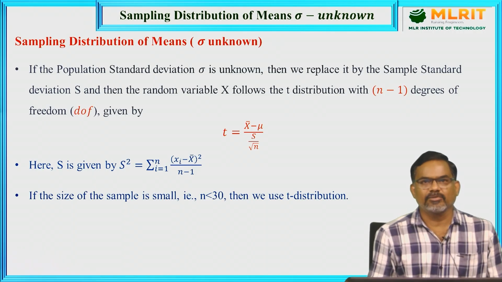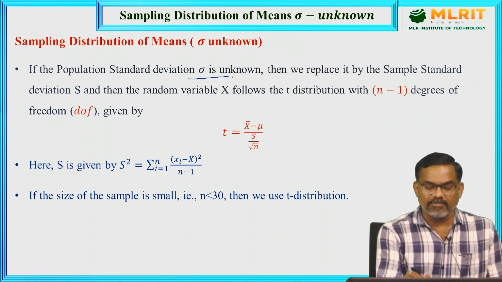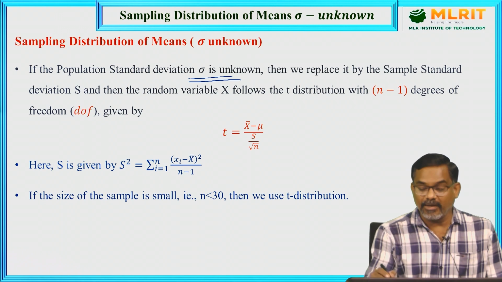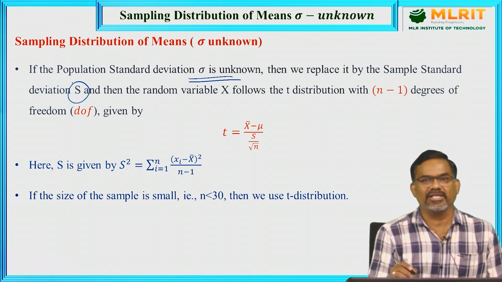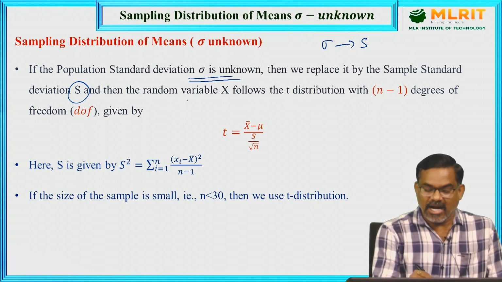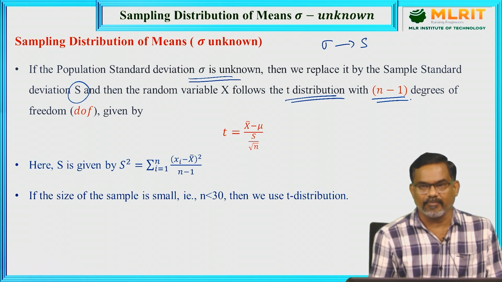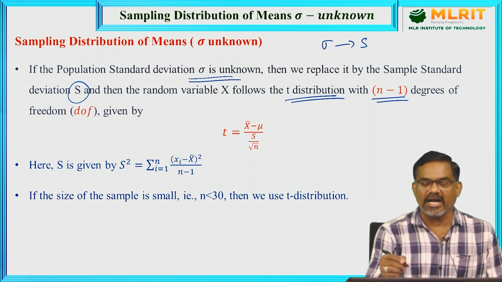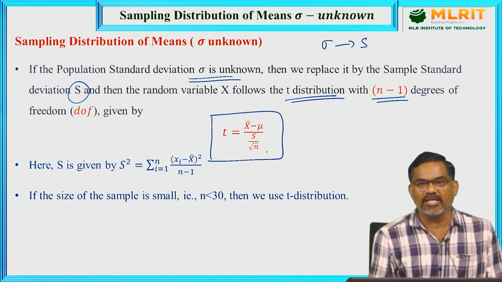Now, sampling distribution of mean, sigma unknown. If the population standard deviation sigma is unknown, then we replace it by the sample standard deviation S. And the random variable follows t distribution with n-1 degrees of freedom. Hence, we denote this random variable by t equal to x bar minus mu by s by root n.